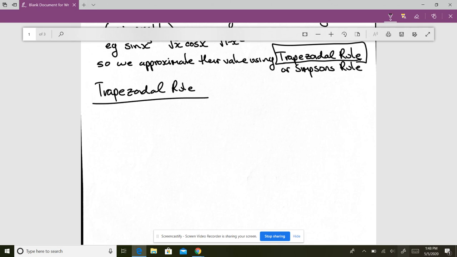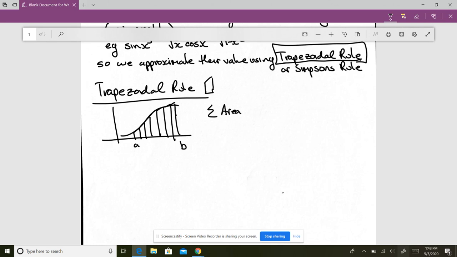So you have a graph from a to b. If you remember what a trapezoid is, basically, that's a trapezoid. We can add in these trapezoids to approximate the area. So we're going to sum the area of the trapezoids.